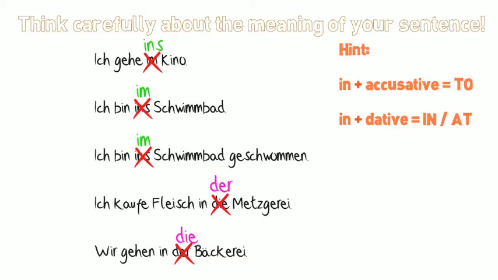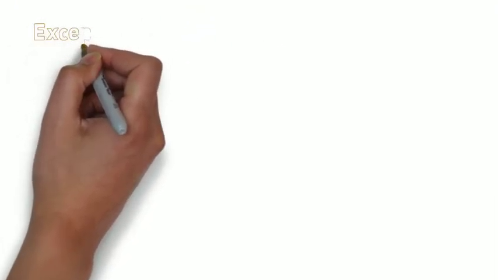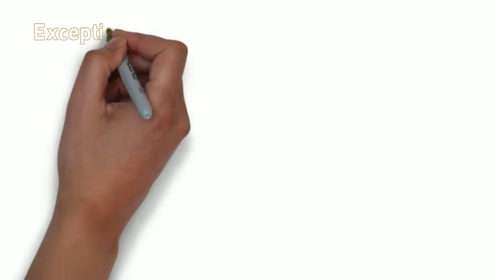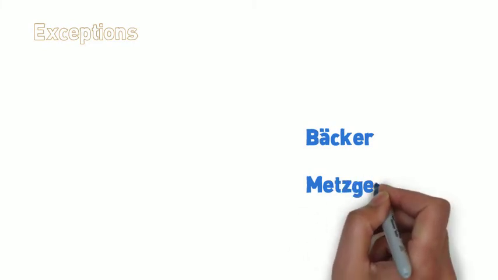And keep in mind with all of these that we're accounting for the gender of the noun as well, not just the case. Now, there are a couple important exceptions. People, like the Bäcker or Metzger.